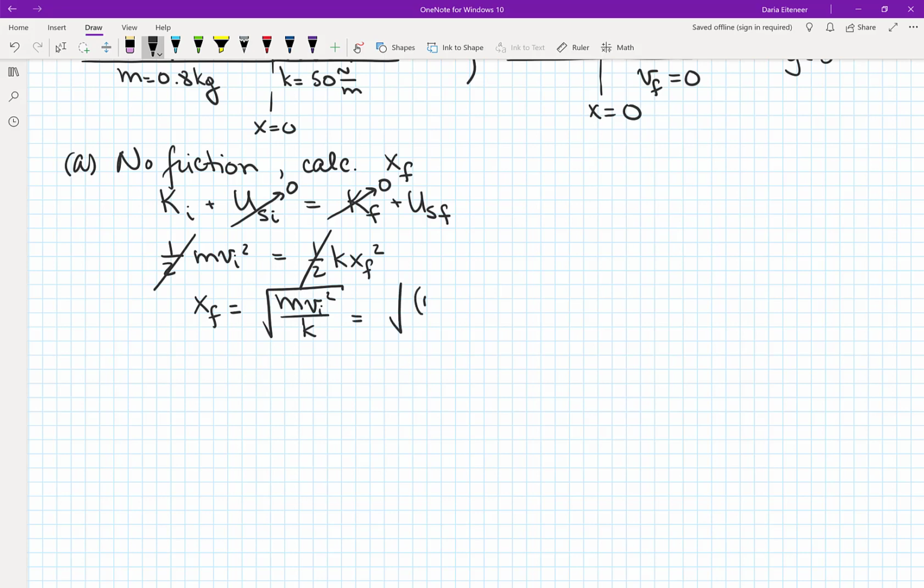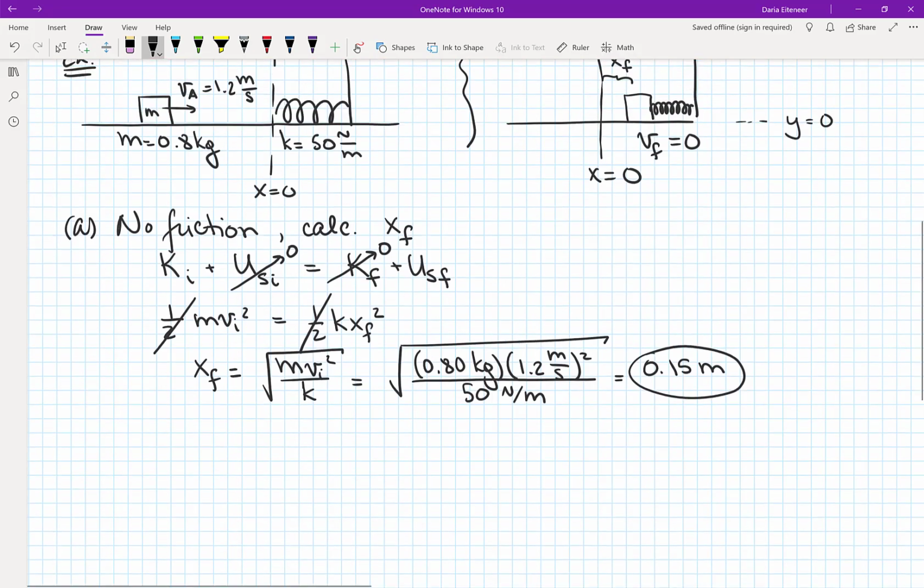So 0.80 kilograms, 1.2 meters per second, don't forget to square, and then spring constant is 15 newtons per meter. Again, I'm going to plug everything into my calculator and get 0.15 meters.